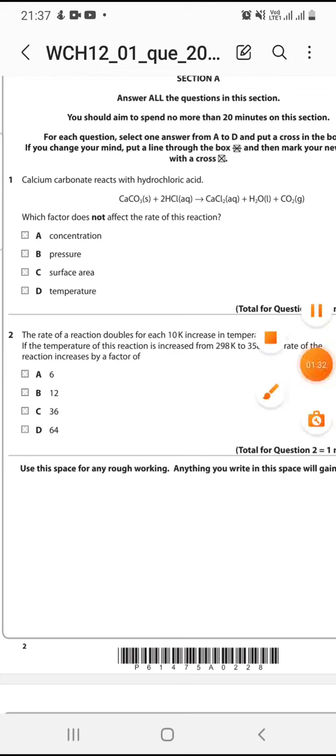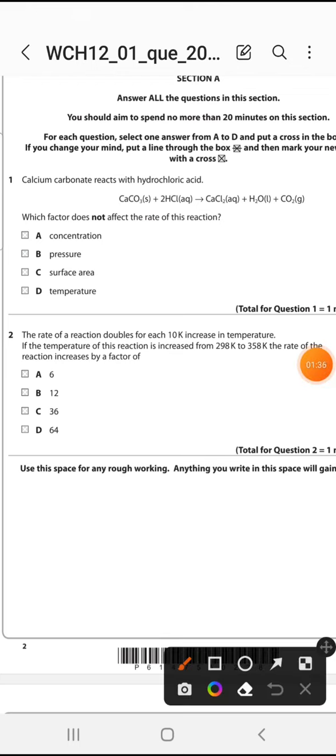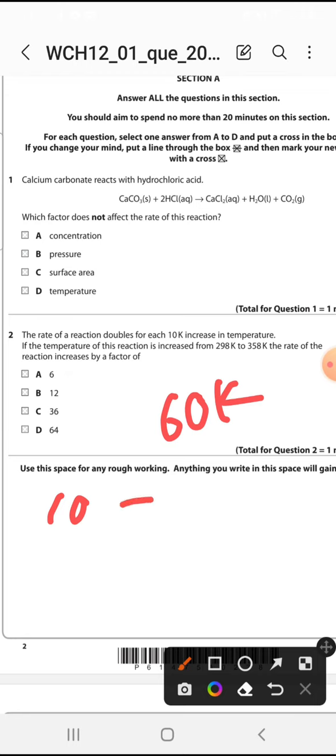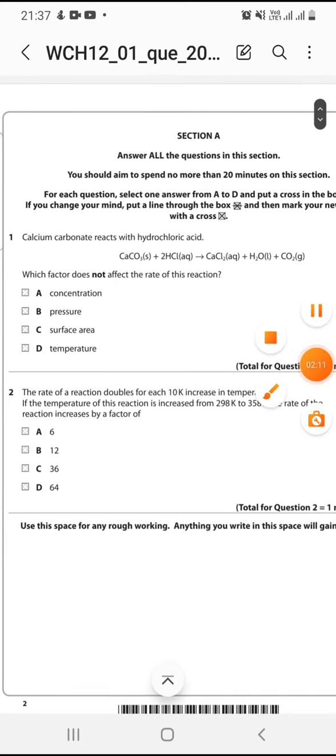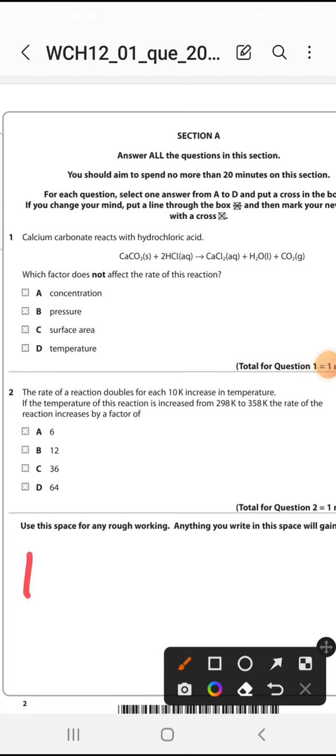Right. First of all, we'll find out how many kelvins we have. 298 to 358. When you subtract 358 and 298, we get 60K. Right. So they say for each 10K the rate is doubled. So we'll see how many doublings we have here. Suppose the rate is R initially.